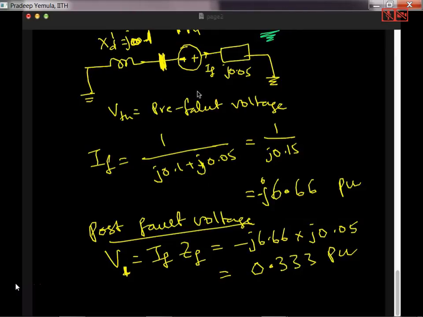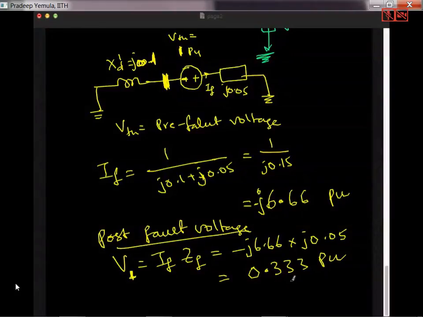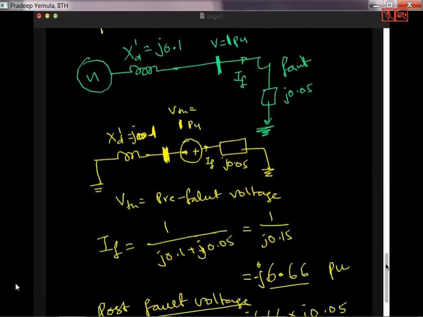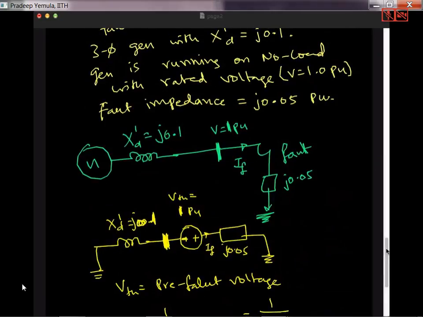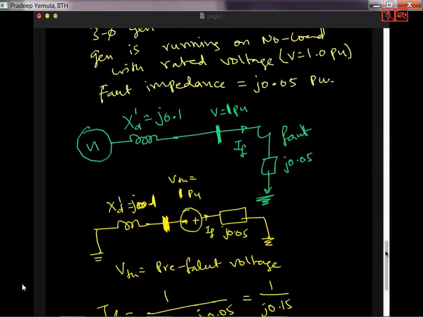So before the fault, the voltage was 1 per unit, and suddenly the voltage is falling. So suddenly there is a low voltage. Of course, it is expected because there is a fault. The two important conclusions we find are that the fault current is 6.66 per unit, and after the fault, the voltage is 0.33 per unit. A very short problem: just a simple generator with the transient reactance given to you, and you are able to find the fault current.